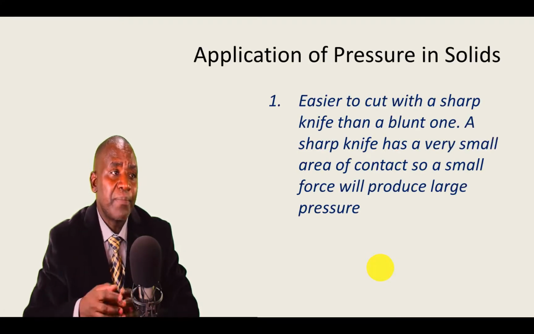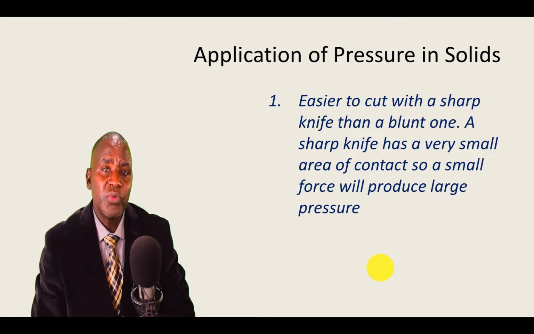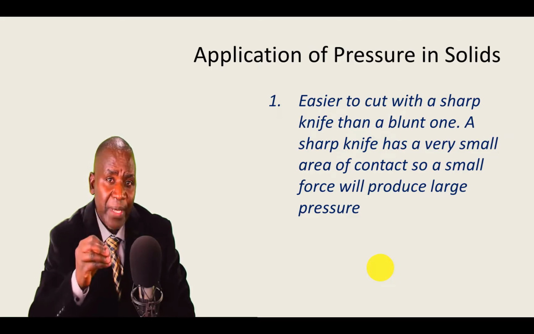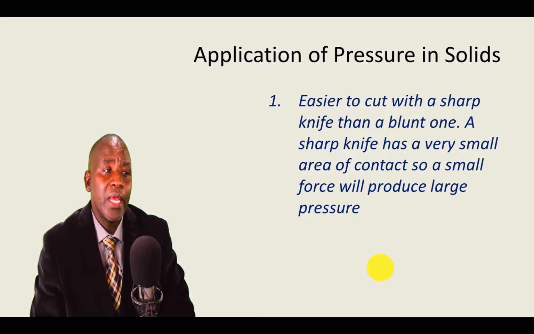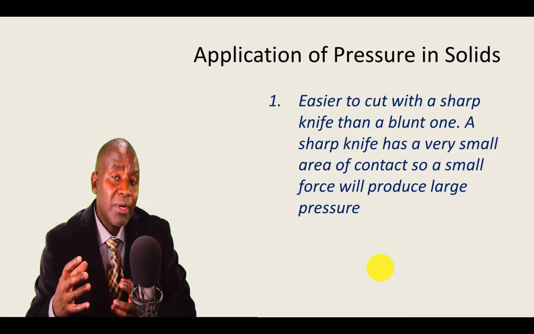Now let's look at some of the applications of pressure in solids. Usually you get this question: it is easier to cut with a sharp knife than a blunt one, and then you're asked to explain. That is a fact. That is why we normally sharpen knives. When you sharpen the knife, you are reducing the area of contact between the edge of the knife and the object which you are cutting. So a sharp knife has a very small area of contact. So a small amount of force will be used to produce a large amount of pressure.